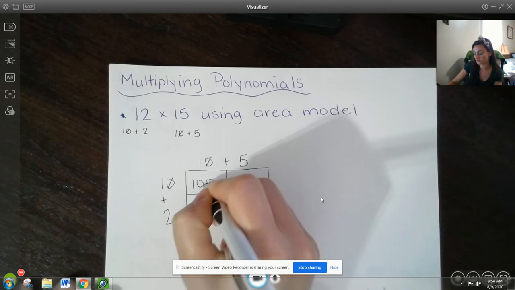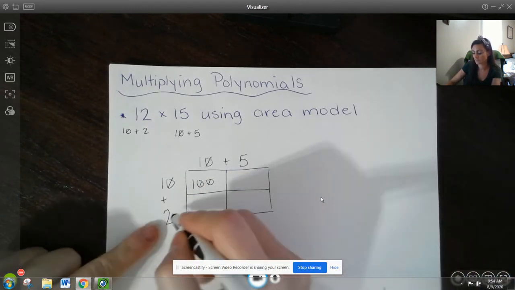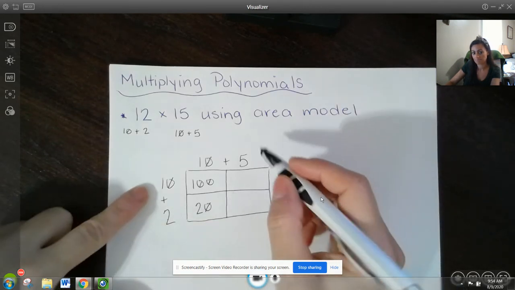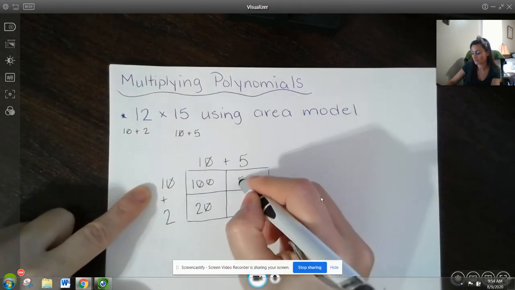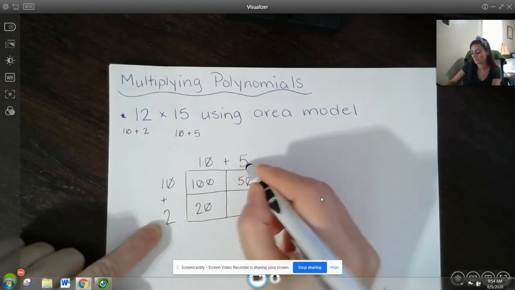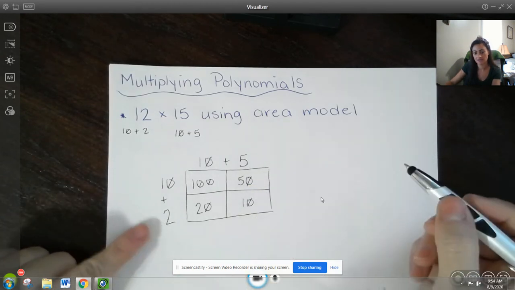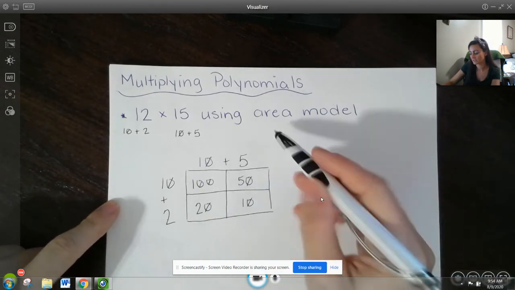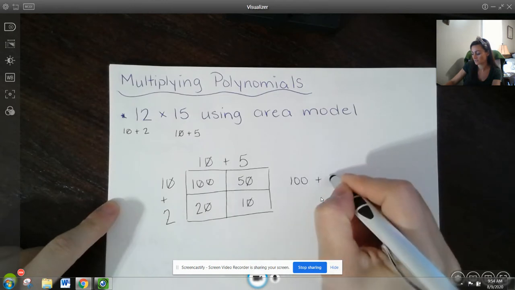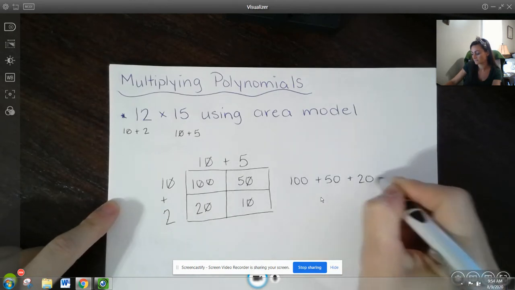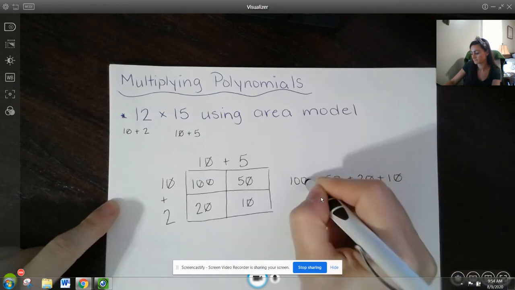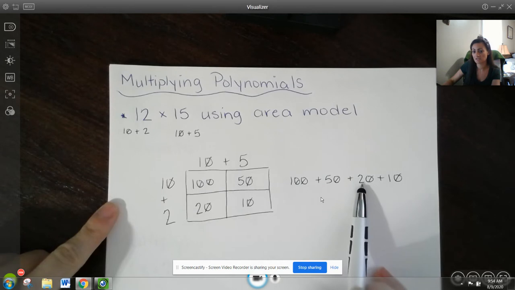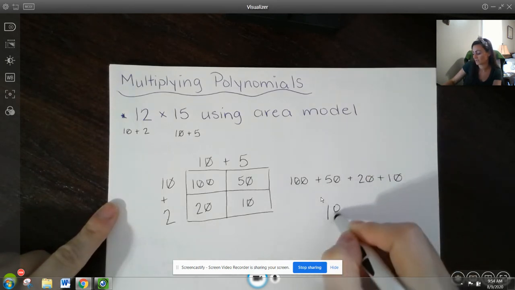So this would be 100 because 10 times 10 is 100. Here I'm going to multiply 2 times 10, and this would be 20. Here I'm going to do 10 times 5, so this would be 50. And then 2 times 5, which gives me 10. So now I'm going to start adding these all up. I have 100 plus 50 plus 20 plus 10. So this would be 150, 170, 180.